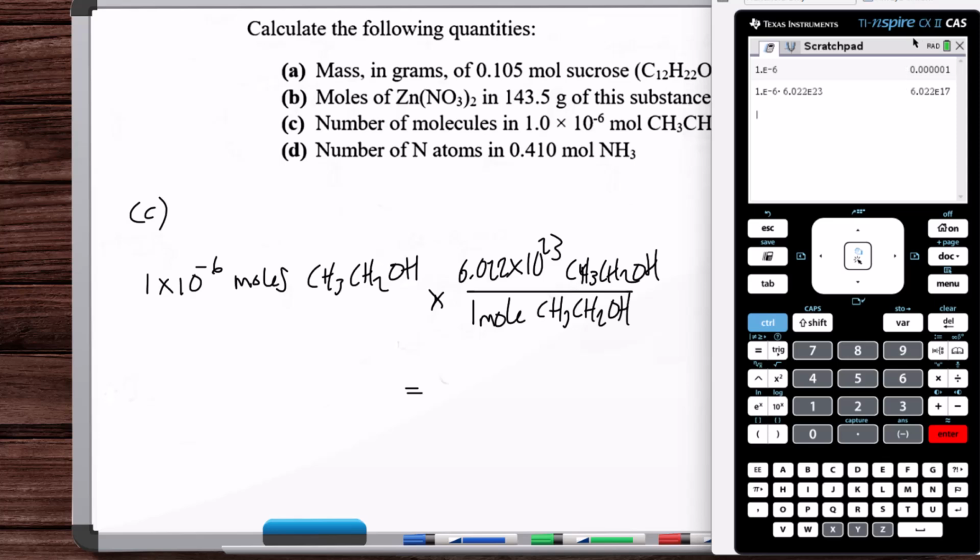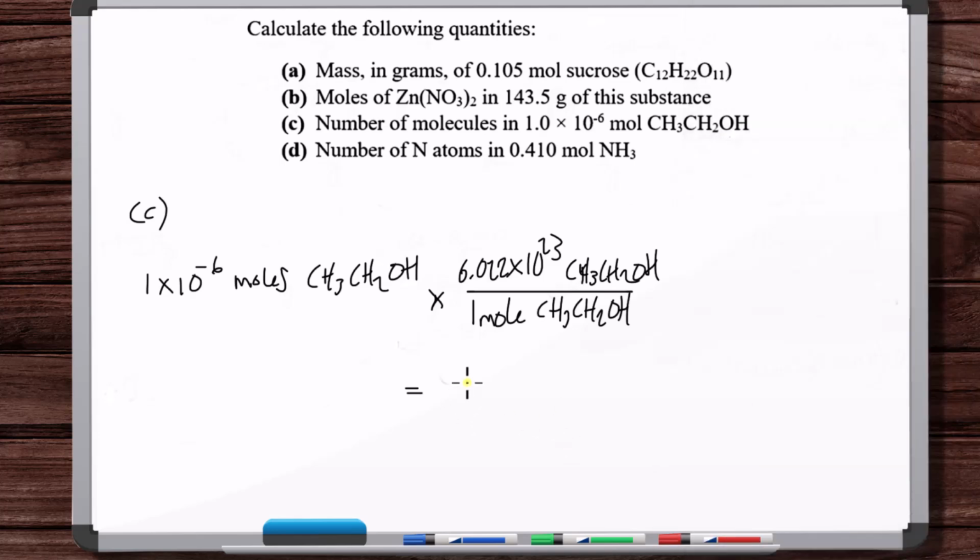So 6.022 times 10 to the 17 molecules. CH3CH2OH molecules.